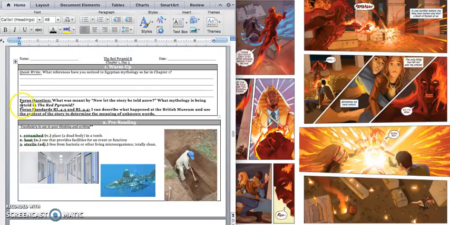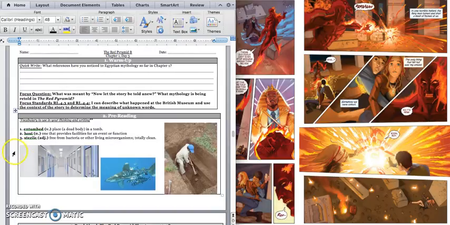It says, what is meant by now let the story be told anew? What mythology is being retold in the Red Pyramid? And this is part of the standard where we want you to be able to describe what happened at the British Museum and use context from the story to determine the meaning of unknown words. There are 3 words we want you to be able to use in your writing today.